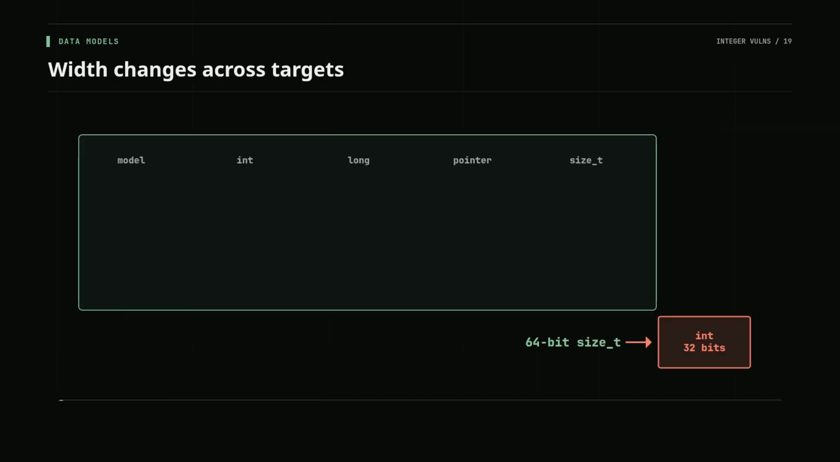One more trap. Not every integer type has the same width on every architecture. On many 64-bit systems, pointers and size_t are 64 bits, but int often remains 32 bits. On LP64 systems, long and pointers are 64 bits. On LLP64 systems used by Windows, long stays 32 bits, while pointers are 64 bits. So code that seems safe on one target can become suspicious on another. A cast from size_t down to int, a length stored in short, a pointer difference stored in the wrong type. These are places where the program may silently throw away bits.